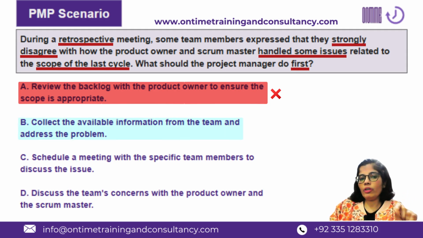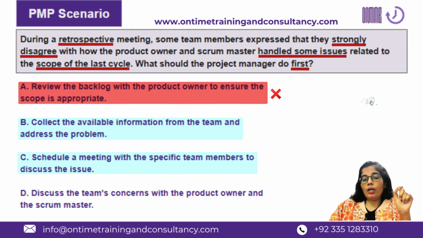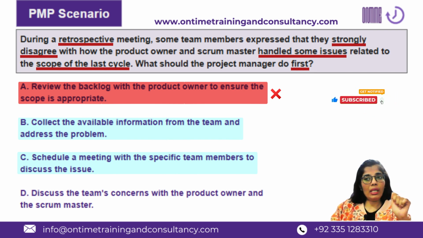B, collect the available information from the team and address the problem. Now, this sounds like an idea. I'm going to come back to this. Let's first check options C and D, and then we will talk about B in detail. Option C, schedule a meeting with the specified team members to discuss the issue. Schedule a meeting with the specified team members to discuss the issue may look like a good idea.